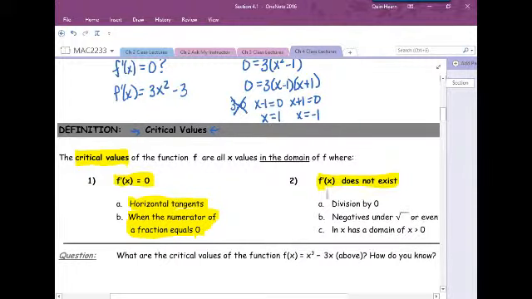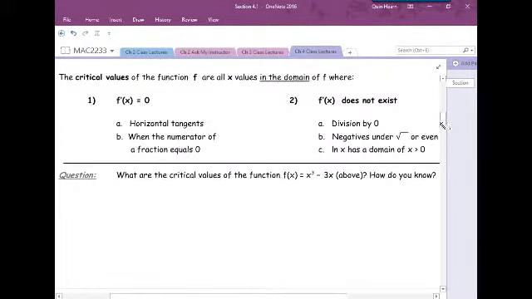And the derivative doesn't exist where the denominator is 0, so you have division by 0. The derivative also won't exist if you have negatives under a square root, or in the case of the natural log, remember you can only plug positive numbers into the natural log. So if you have a 0 or a negative plugged into the natural log, that's going to be undefined as well, and the derivative wouldn't work there. But the key thing is critical values occur where the derivative is 0 or undefined.